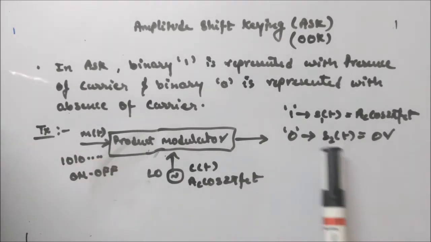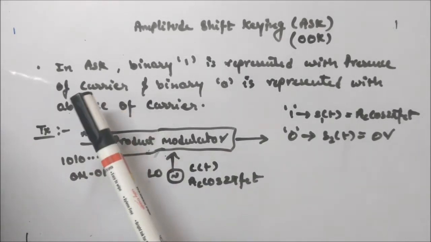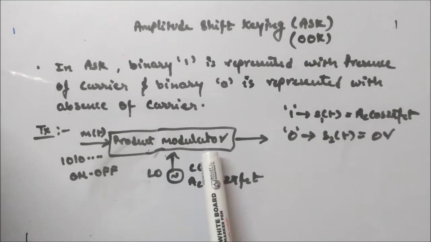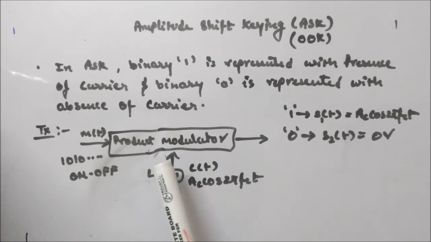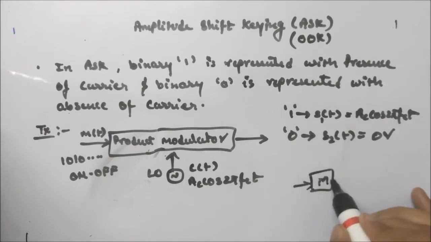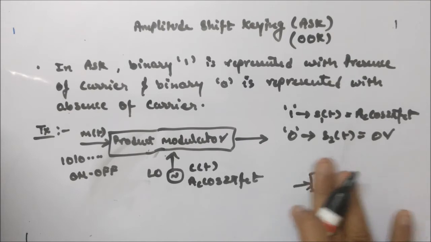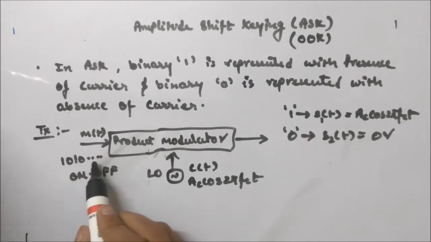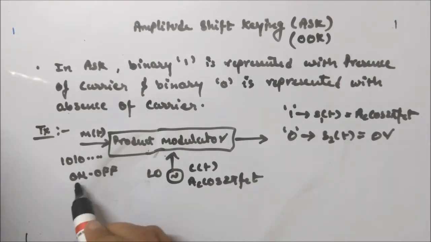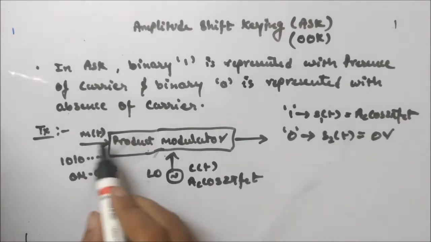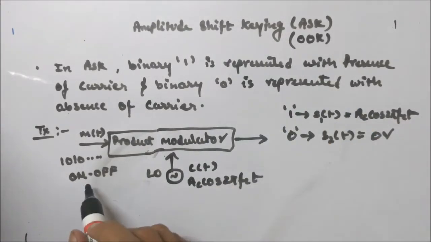So this is the transmitter, you can see, and you will be able to understand this line via this diagram. This is called a product modulator, which is serving as our block M. From here the digital message signal is coming. This is your m(t), a digital signal 1010, and this is on-off. On means 1 is coming, off means 0 is coming. That is why on-off keying is used.